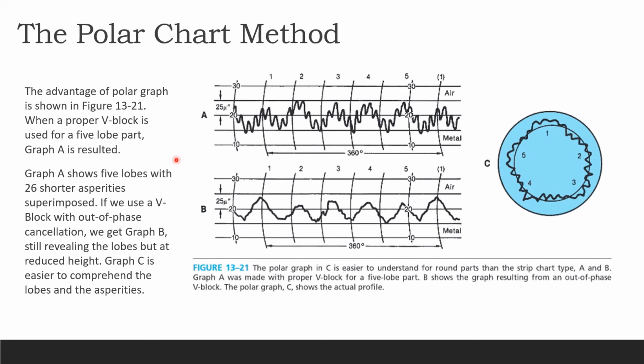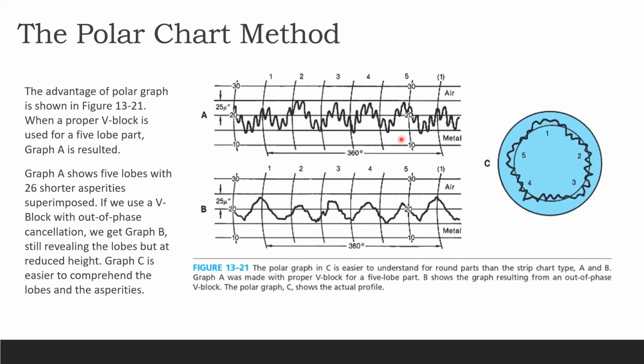The polar chart method. The advantage of the polar graph is shown here in figure 13-21. When a proper V-block is used for a 5-lobe part, you put the part right at the V-block support, and then you measure with the stylus by rolling it on the block.